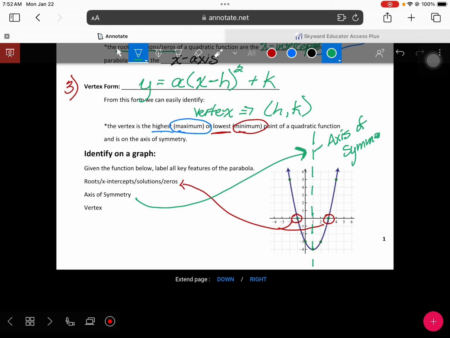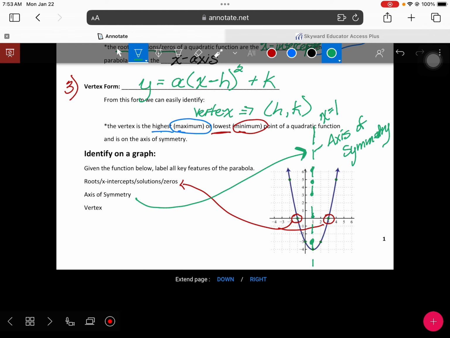Okay? Now, the hard part is knowing what to call it. Right here, if I look at any point on this axis of symmetry, they would all have the same x value. So this is x is equal to 1. The axis of symmetry is x is equal to 1 because every x value on that vertical line is a 1.